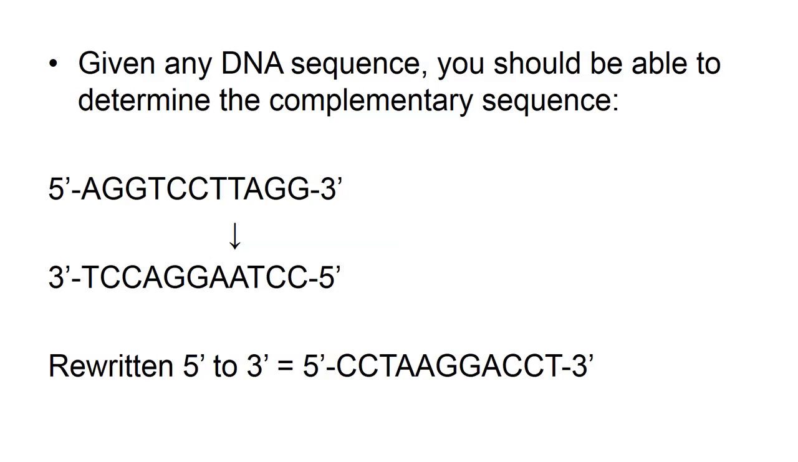Usually when I do this, the entire class gets it right, so it's not that complicated. But this is also where, in this case, you would at least initially want to write the sequence in reverse, because it's much easier to write it in reverse at first. So what I would do is take this sequence that you're given, and I would start by writing 3' and 5', so I know I'm writing in reverse as I determine the complement.